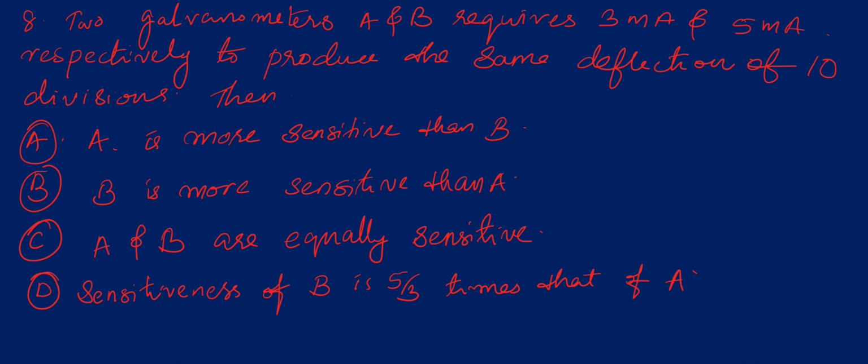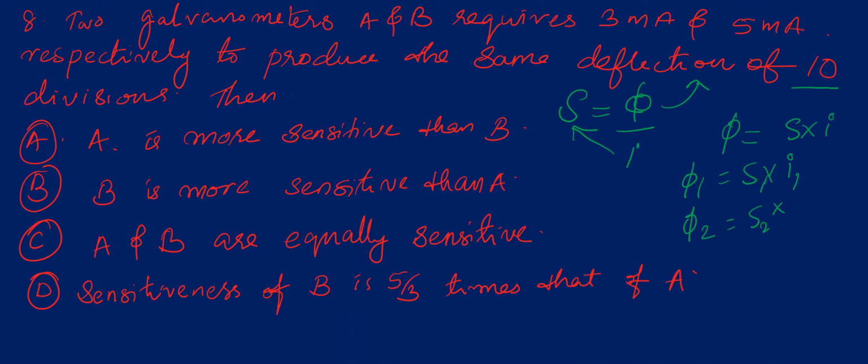Two galvanometers A and B require 3 milliampere and 5 milliampere respectively to produce the same deflection of 10 divisions. Then options are given. A is more sensitive than B, B is more sensitive than A, A and B are equally sensitive, sensitiveness of B is 5 by 3 times that of A. Let us check it. Galvanometer current sensitivity we can write as phi by I, where phi is the deflection, I is the current. So we can write phi is equal to sensitivity into current. Here phi 1 equal to S1 I1 and phi 2 equal to S2 into I2.